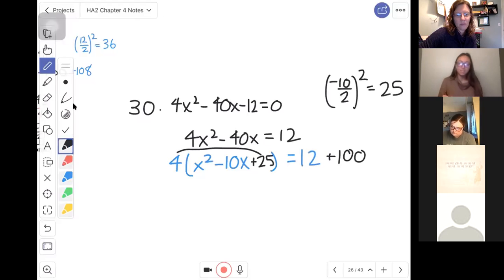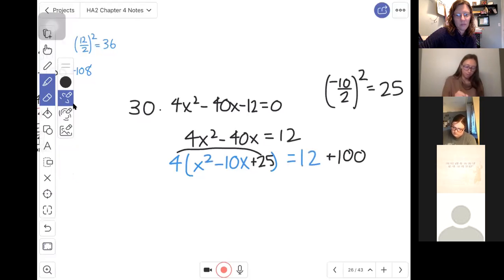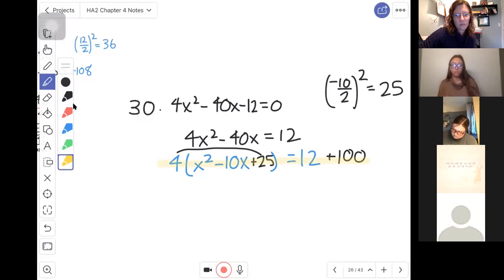I want to see this step in your work. This step is important to show. Show what you're adding inside the parentheses, and then that also makes it very clear what you need to add to the other side. We see we pulled that 4 out. We need to add 4 times 25 to the other side. No skipping this step since we just learned it. We want to be very explicit with our steps here. This will also help you not make mistakes.